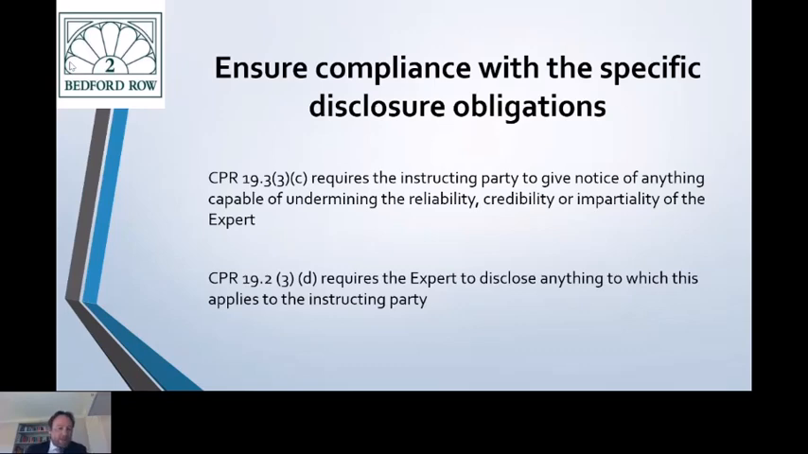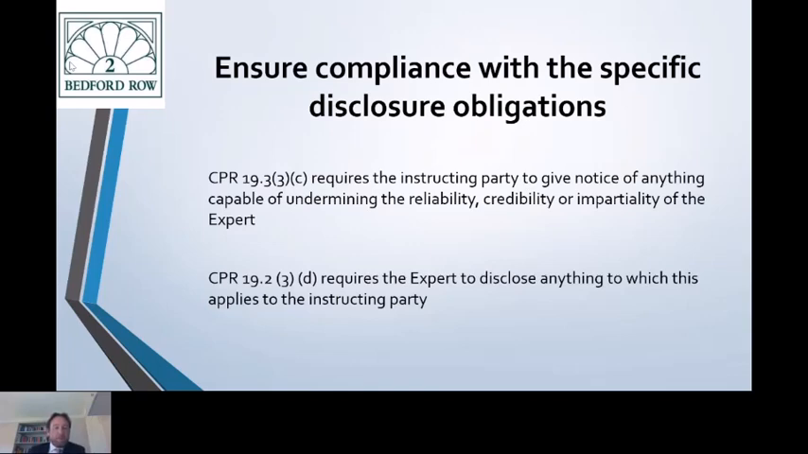One of the main criticisms of Andrew Ager was that he had in fact made an important concession during cross-examination in another trial since his witness statements in Operation Balaban had been served, yet he had not informed anybody of this. So as a practitioner, we must ensure compliance with the specific disclosure obligations.